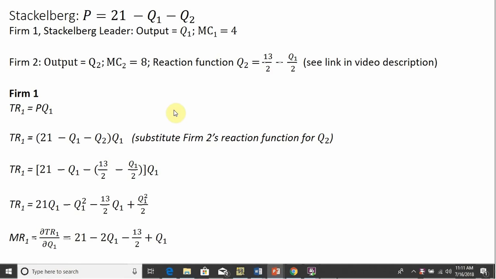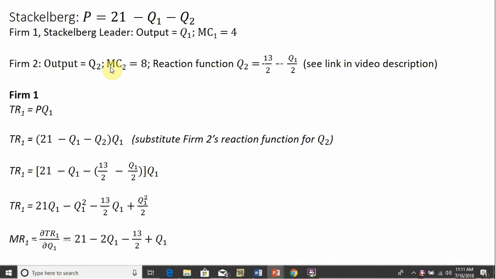Hello, in this example we're going to look at Stackelberg with firms that have different marginal cost structures. Firm 1 will be the Stackelberg leader. Firm 1 will set its output first, and then Firm 2 will respond to that output. When Firm 1 considers its output level, it'll consider how Firm 2 responds. So, the basic Stackelberg setup.